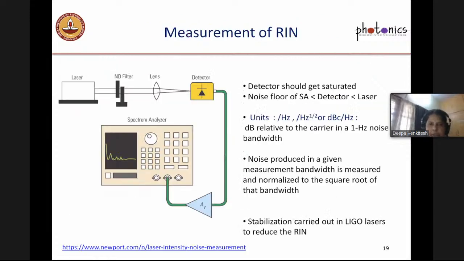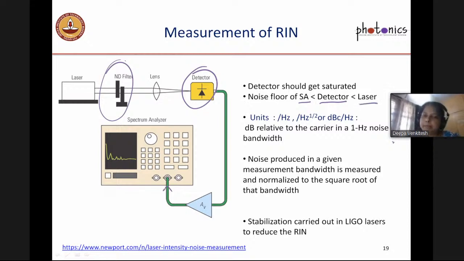It is experimentally measured this way. You take the laser, and you attenuate it so that it doesn't saturate the detector. You allow it to fall on a detector, and the detector should be such that its noise sensitivity is very low, so that the noise of the detector is not affecting your measurement. It is taken through a low noise amplifier and fed to an electrical spectrum analyzer. The noise floor of the spectrum analyzer should be smaller than that of the detector, otherwise you are measuring the noise of the spectrum analyzer. So the noise floor of the spectrum analyzer should be smaller than that of the detector, which should be smaller than that of the laser. This is the precondition.